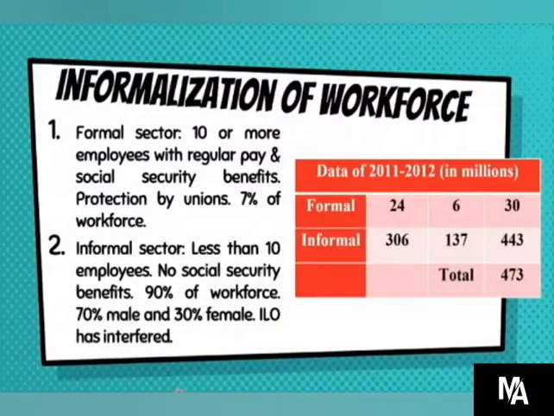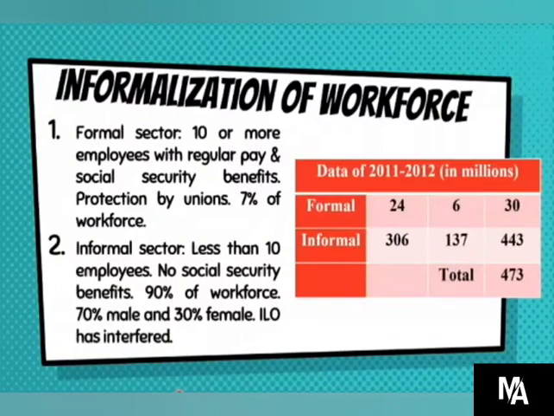The next trend is informalization of workforce. So what is this formal and informal? We'll learn about that first. The formal sector is where you have 10 or more employees in an organization. They have regular pay, they have social security benefits, and these people are protected by unions. For example, railway workers have their railway workers union. And so these are basically 7% of the workforce who actually have a strong union, security benefits, and regular pay. Whereas on the other side, you have the informal sector, with less than 10 employees.